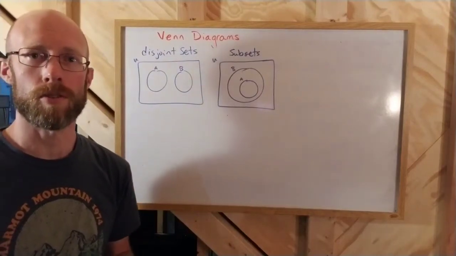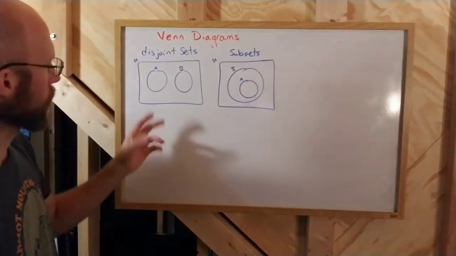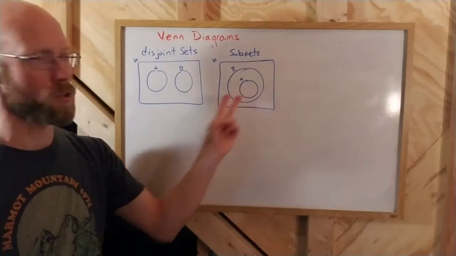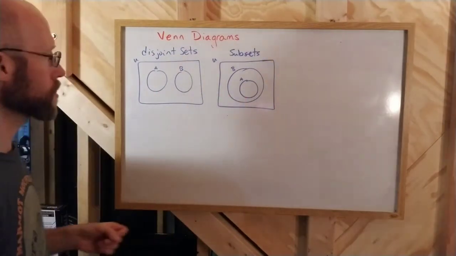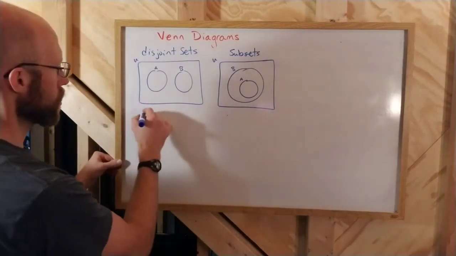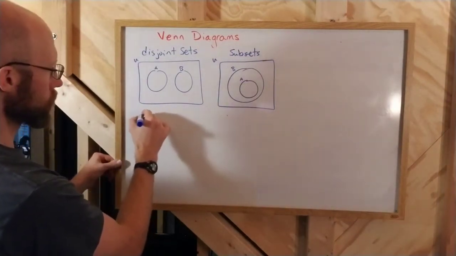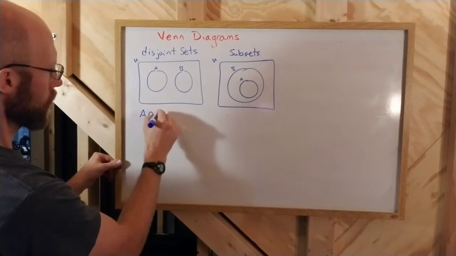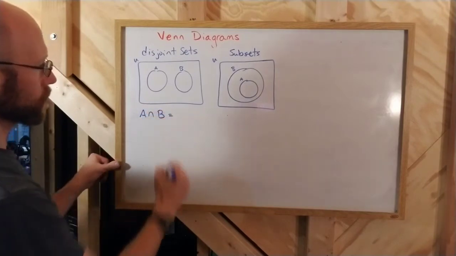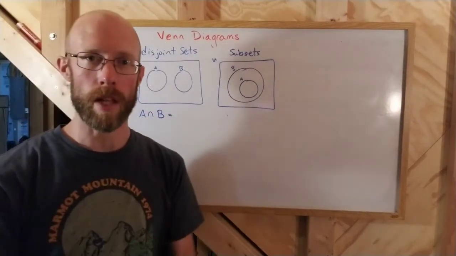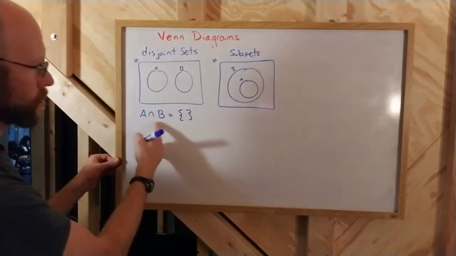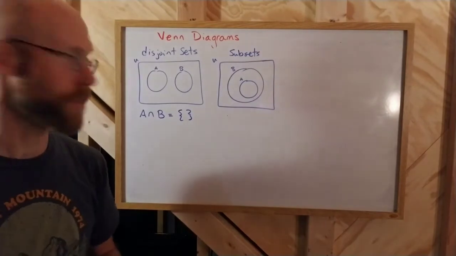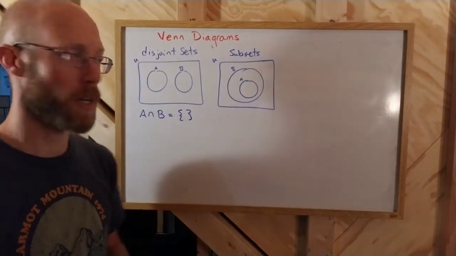There's a couple special cases where we have disjoint sets or subsets. Taking the disjoint sets, for instance, the intersection of A and B is actually going to be empty. There's no overlap in those sets. So if there's a disjoint pair of sets, their intersection is empty. Okay.